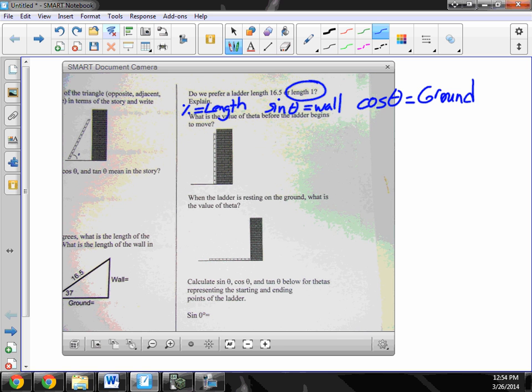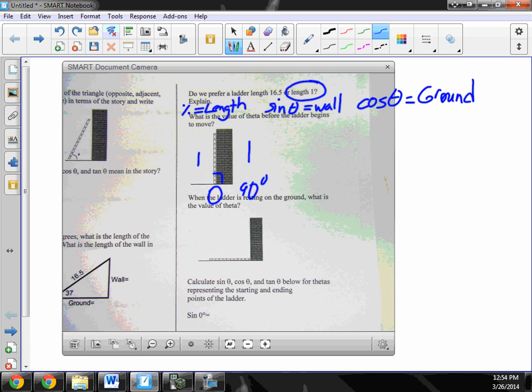What is the value of theta before the ladder begins to move? So in this picture, the angle created from the ladder to the ground is 90 degrees. But the side lengths still exist. How tall is the ladder in this problem? Well, 16.5 or 1. I choose 1 because it's easier. What is the height of the wall? 1. What is the length of the ground? 0. Which is why we don't have a triangle. But we could still measure 0, right? You put a tape measure up there. Oh, no length. It's a 0.